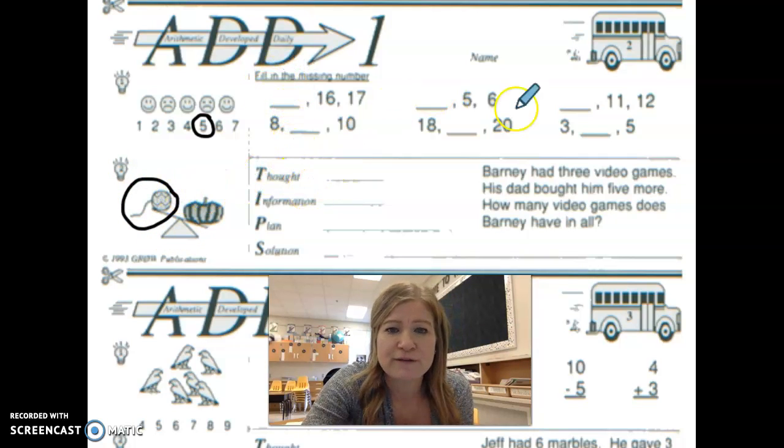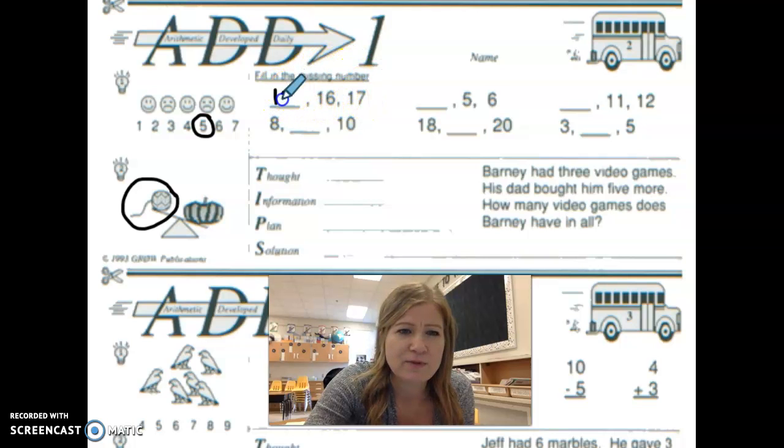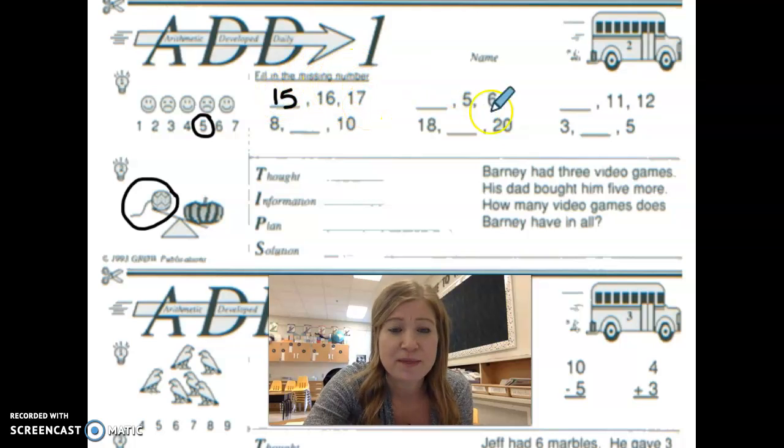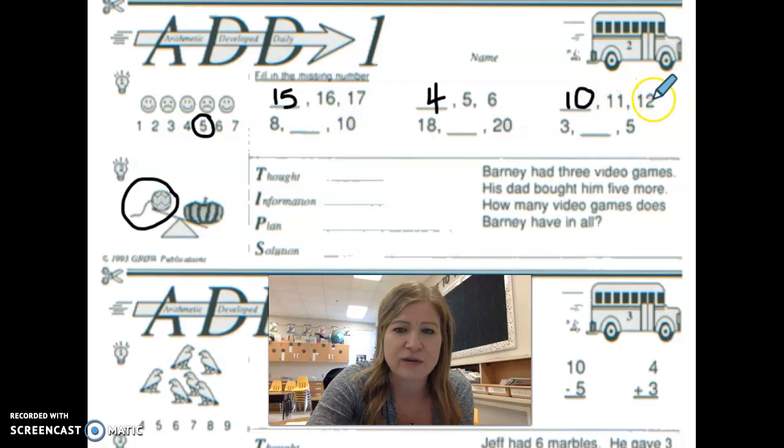All right, here we're going to fill in our missing numbers. So we have blank, 16, 17. So the missing number would be 15. Now let's count 15, 16, 17. Good. Next one, blank, 5, 6. What comes before 5? You got it. 4. 4, 5, 6. Next one, blank, 11, 12. Which number is missing? If you said 10, you're correct. 10, 11, 12. Next one, 8, blank, 10.